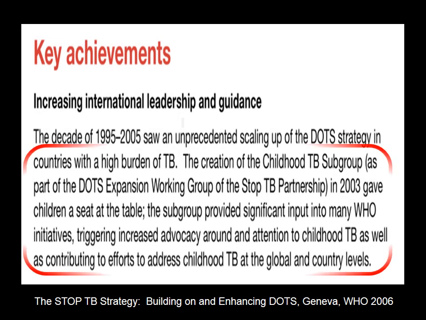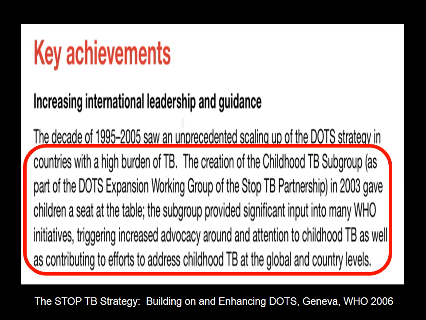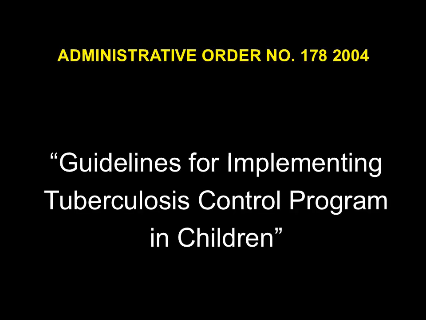Substantial efforts to improve TB care and control have been made by means of Directly Observed Treatment Strategy, or DOTS. The creation of childhood TB subgroups in 2003 triggered increased advocacy and attention to childhood TB. Administrative Order Number 178 of 2004 set the guidelines for implementing the TB control program in children. This has been revised to include changes in program indicators, introduction of new diagnostic tools, and changes in case definitions based on WHO guidelines.